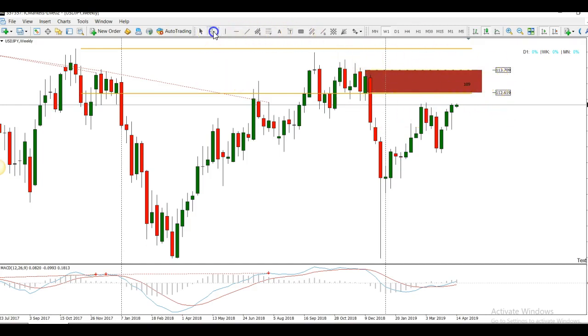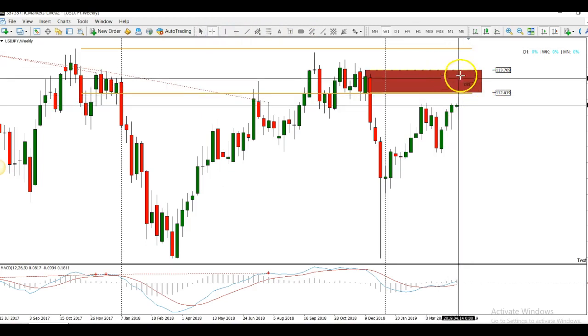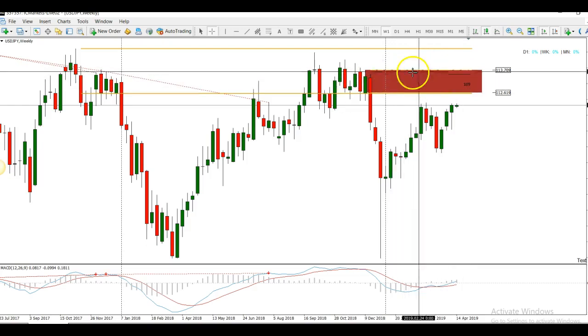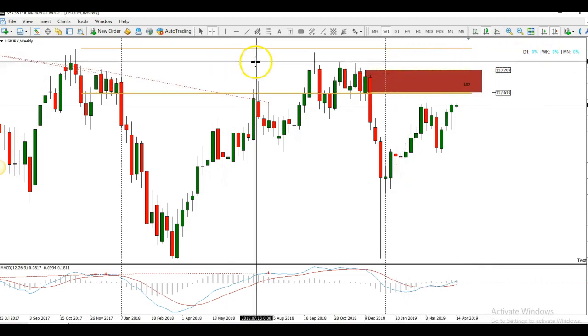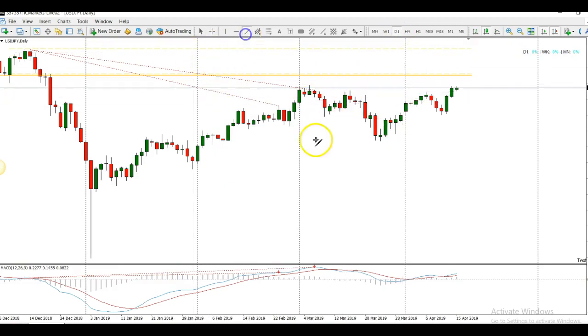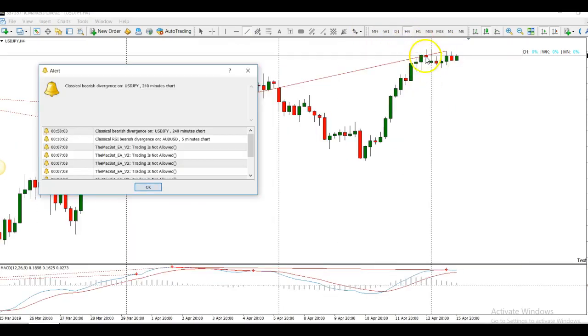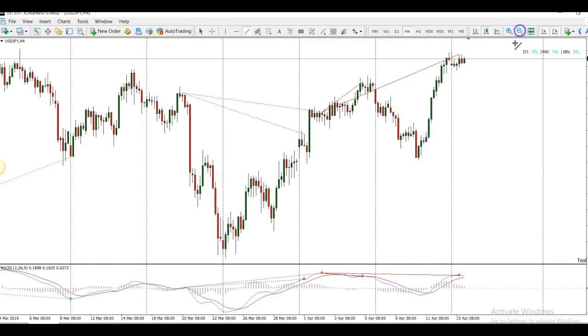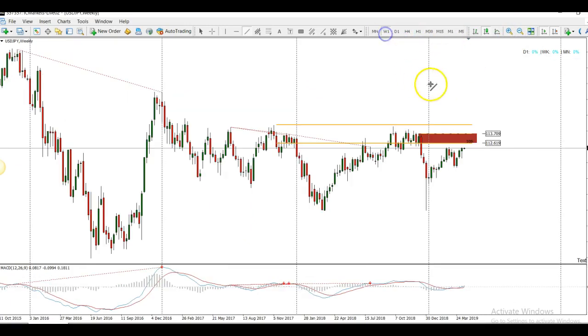So what I'm looking for is waiting for price to head up towards 113, and I'll be looking to load the MacBot for a possible selling opportunity. It's moving nicely up towards there. We're starting to get divergence signals come up to the zone, so just a little bit higher, and I'll be looking to short the USD JPY.